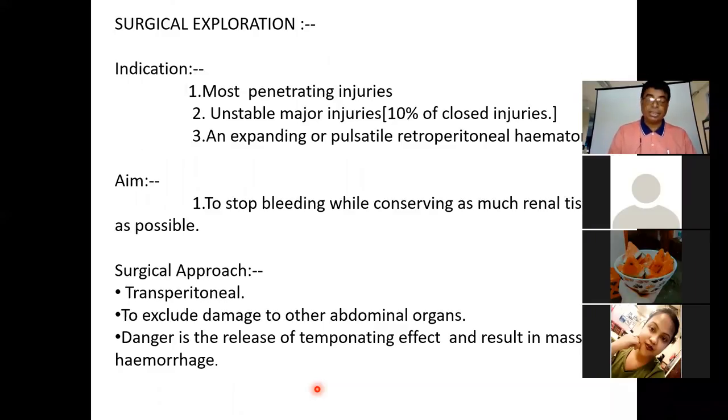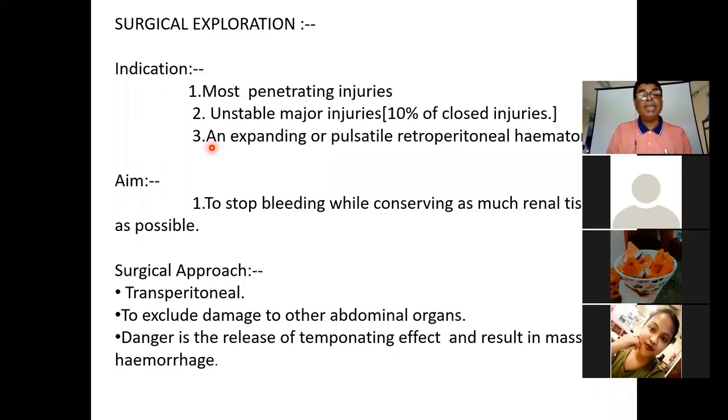When will we go for surgical exploration? As I have mentioned, 70% of penetrating injuries are major injuries, so we have to go for surgical exploration. Also unstable major injuries, that means some of the closed injuries, the 5 to 10% of blunt trauma, which are unstable, we have to explore. And when we are treating a patient conservatively, but there is an expanding hematoma or a pulsatile retroperitoneal hematoma on subsequent radiological investigation, then we have to go for surgical exploration. So what is the aim of this surgical exploration?